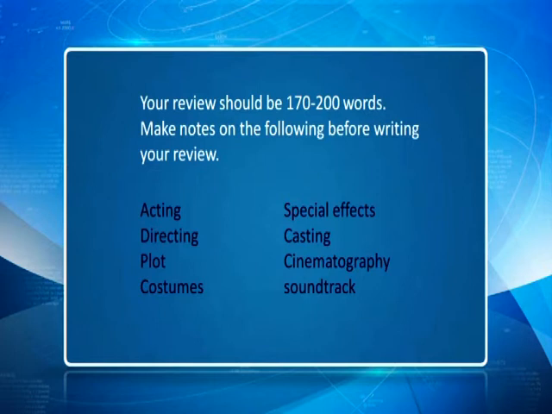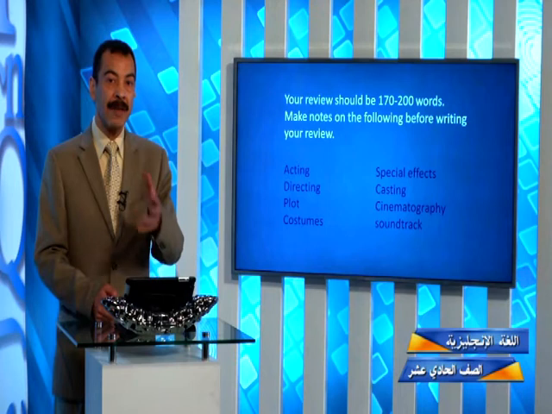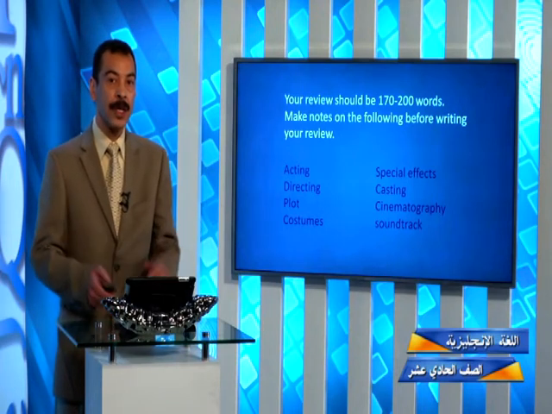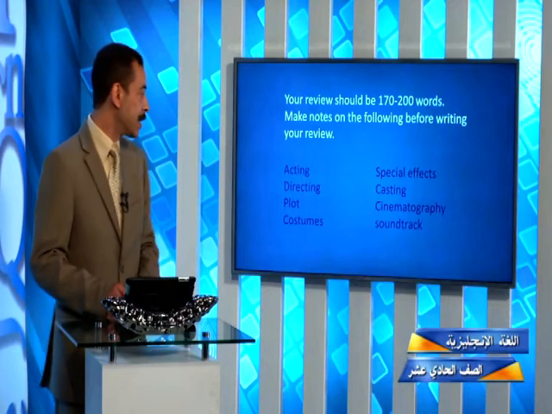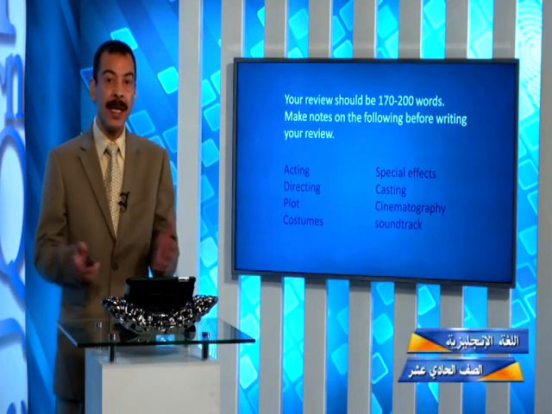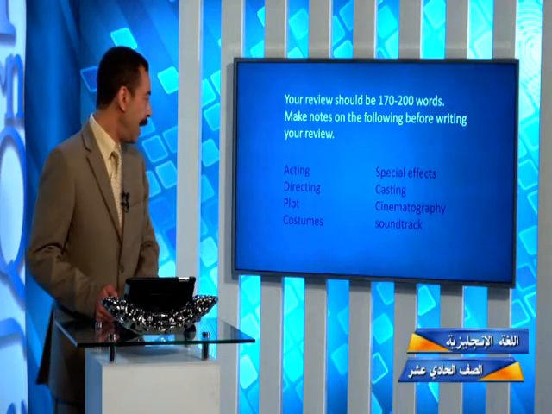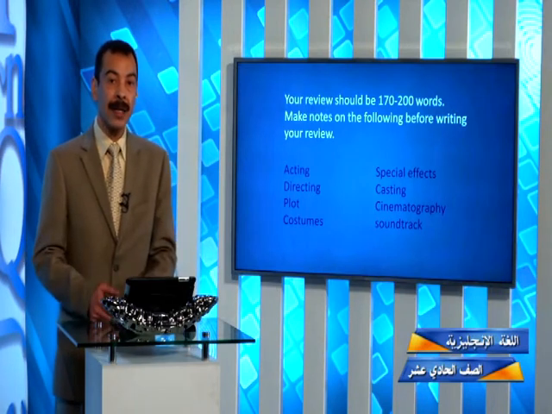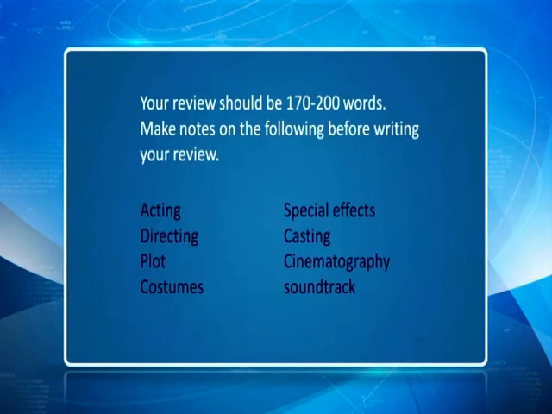I guess you are familiar with these terms because we saw them in previous lessons. Just to remind you, acting talks about the actors themselves, the cast of the film. Directing, that is the person who gives the direction of the film, who gives orders and the directions to actors. And the plot is simply the events of the story. And costumes, that is how actors are dressed. Special effects, that is with animation, with extra images, and how they are affecting the image.